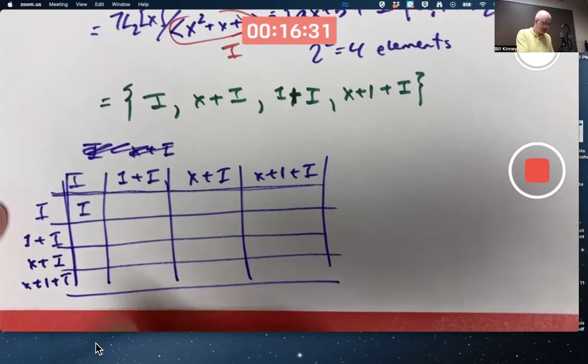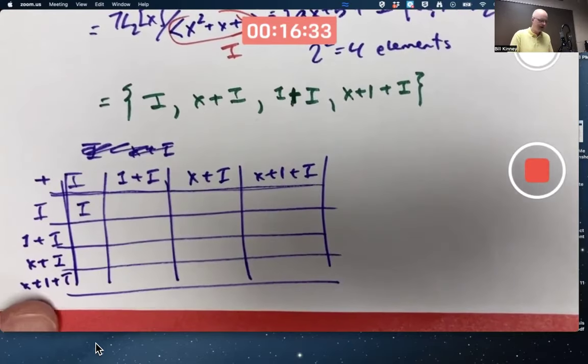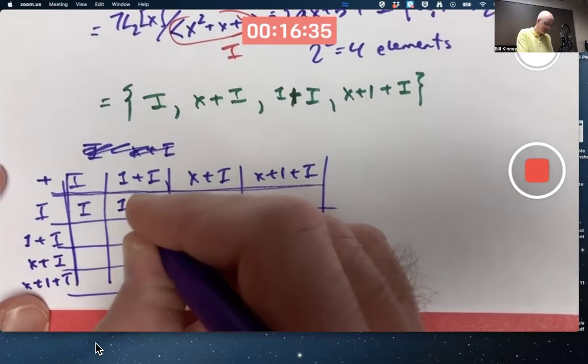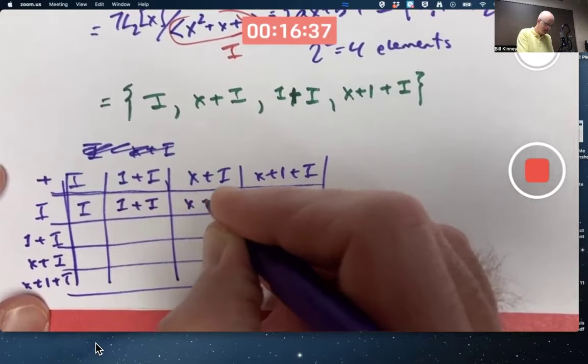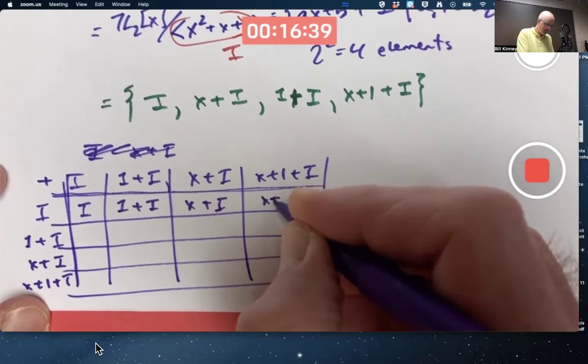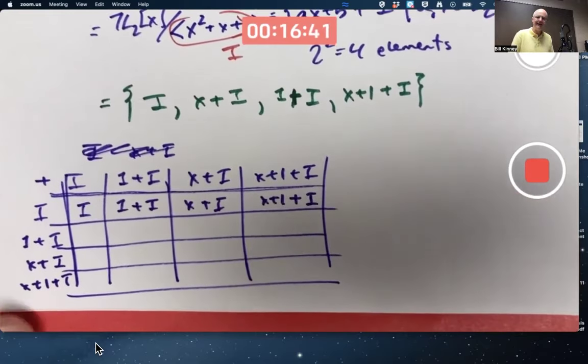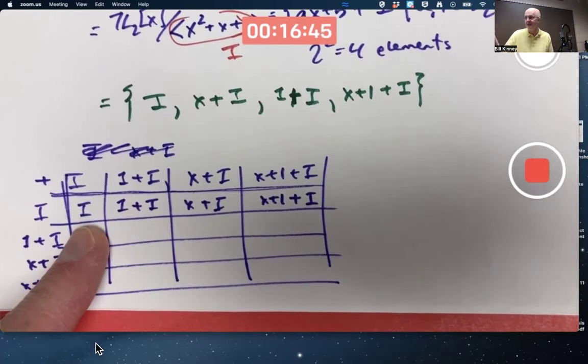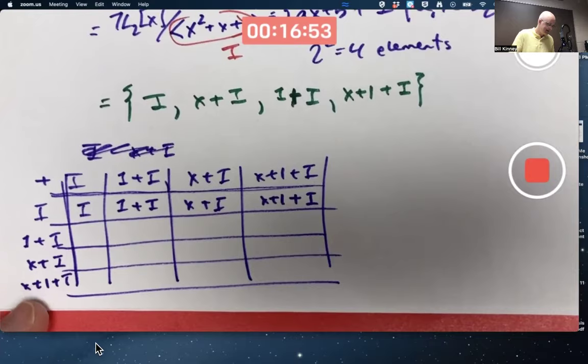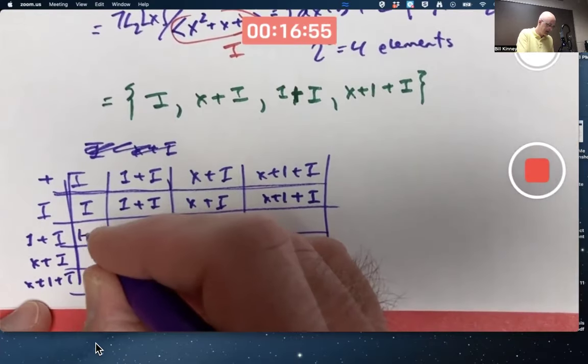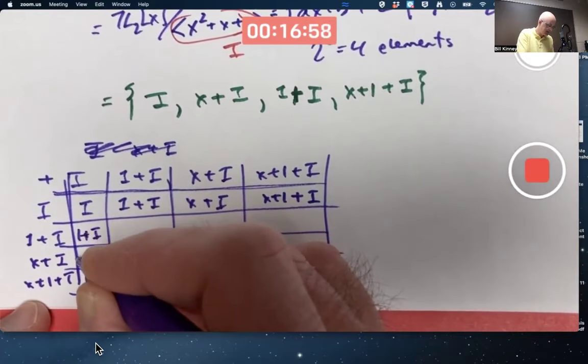Add I to anything, I'm doing addition, I'm going to get that anything. Why? Because you add cosets by adding representatives. The representative there for I is effectively 0. I'm not writing it, but you can imagine it to be there. You can think of it as 0 plus I. So you add cosets by adding their representatives.